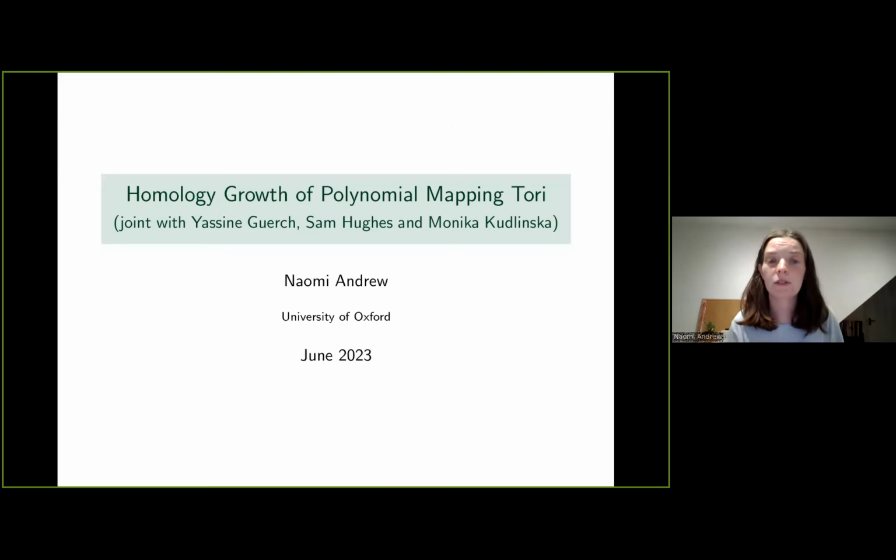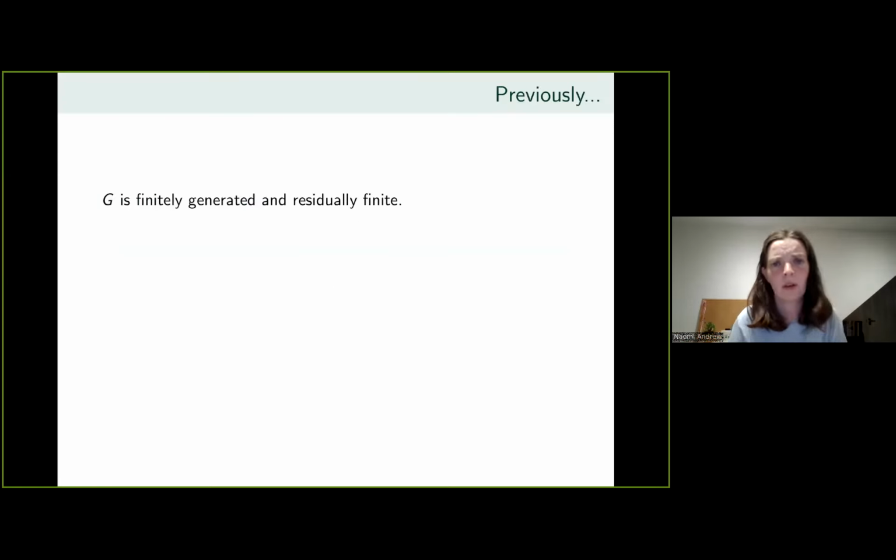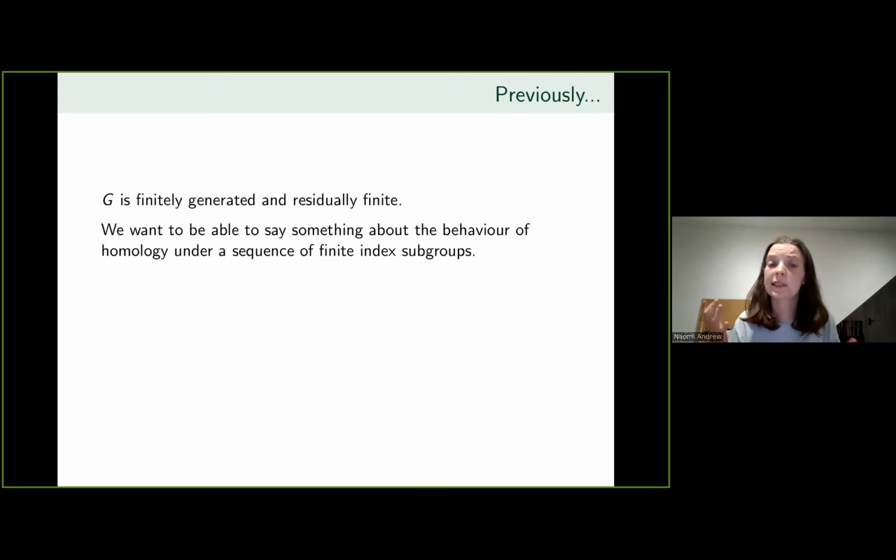So yeah, in this talk, I'm going to tell you about the class of groups that we worked with and tell you about how we went about using the Cheeger-Alpha rebuilding property to prove that the homology growth vanished in all of these. So as a very quick recap, G is always finitely generated and residually finite. We're trying to say something about the behavior of the homology of G as we take a sequence of finite index subgroups. We have to look at the homology of those finite index subgroups and see what happens.